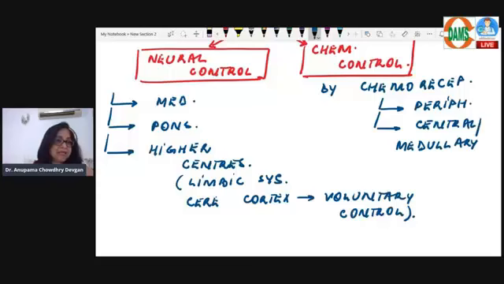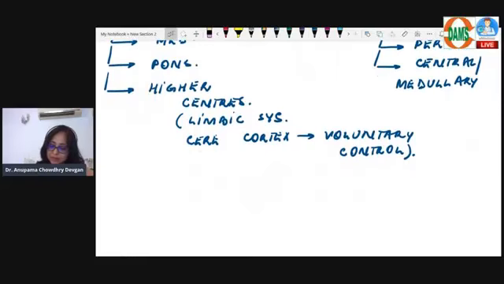So you've got medullary centers, pontine centers, and higher centers. Limbic system is concerned with emotions, and you know that emotions and respiration have a very close association. Cerebral cortex is involved in voluntary control of respiration.